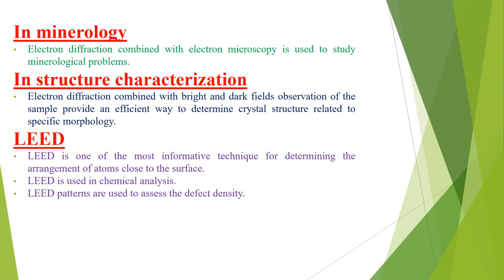And in structure characterization, its application comes as electron diffraction combined with bright and dark field observation of the sample, which provides an efficient way to determine the crystal structure related to the specific morphology. LEED is one of the most informative techniques for determining the arrangement of atoms close to the surface. LEED is used in chemical analysis, and LEED patterns are used to assess the defect density.